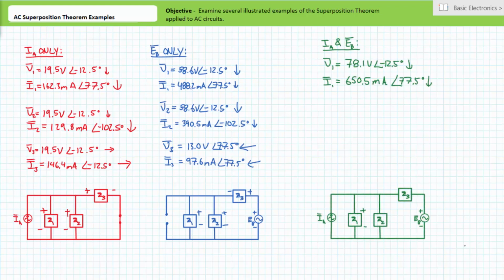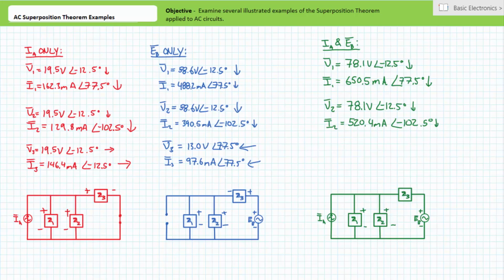The aiding contribution of source IA and EB results in V1 being 78.1 volts at an angle of negative 12.5 degrees, oriented positive to negative, top to bottom. I1 will be 650.5 milliamperes at an angle of 77.5 degrees, traveling top to bottom. The aiding contribution of the two sources yields V2 to also be 78.1 volts at an angle of negative 12.5 degrees, oriented positive to negative, top to bottom.